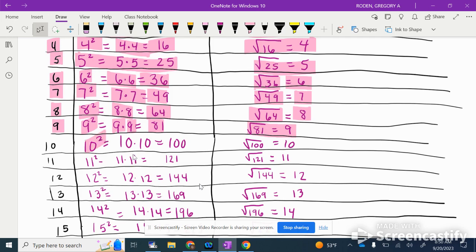10 squared, that's an easy one, right, is 10 times 10. 10 times 10 is 100. So the square root of 100 is 10. 11 squared is 11 times 11. 11 times 11 is 121. The square root of 121 is 11. 12 squared is 12 times 12. 12 times 12 is 144. That was kind of what the square we looked at. The square root of 144 is 12.